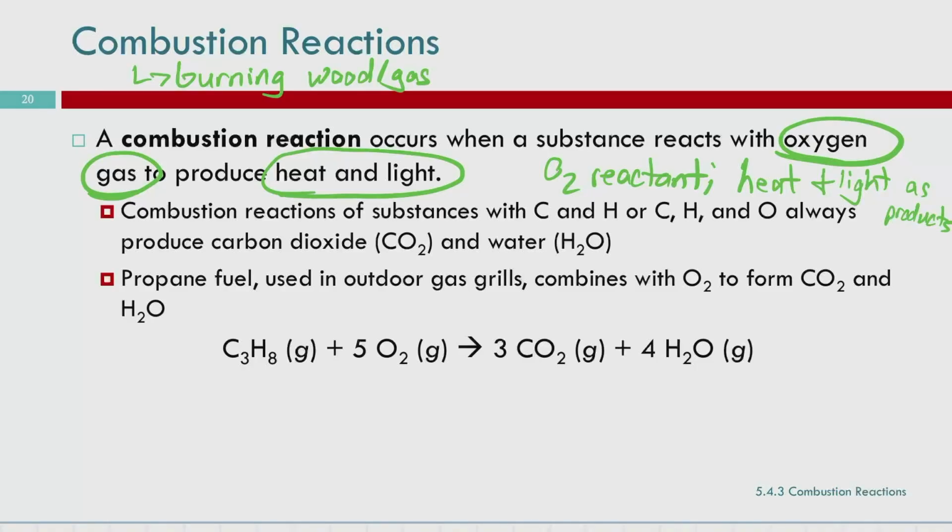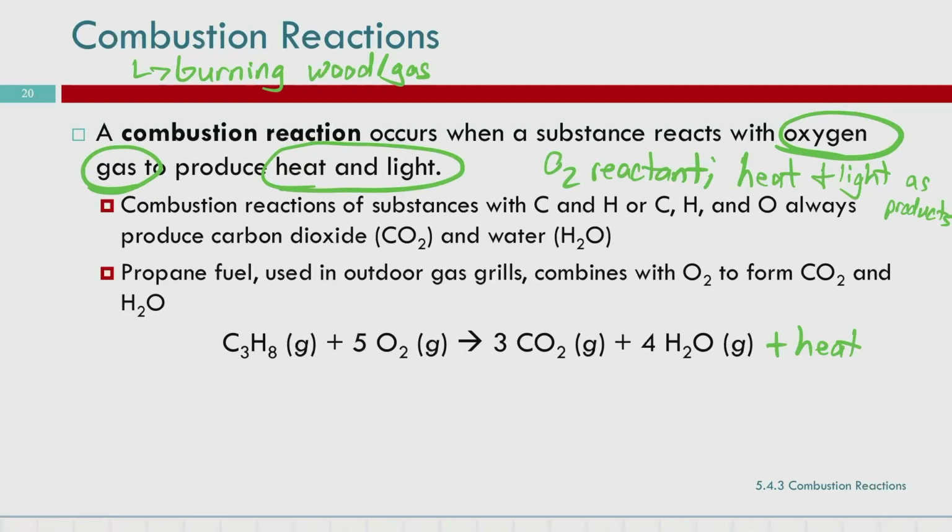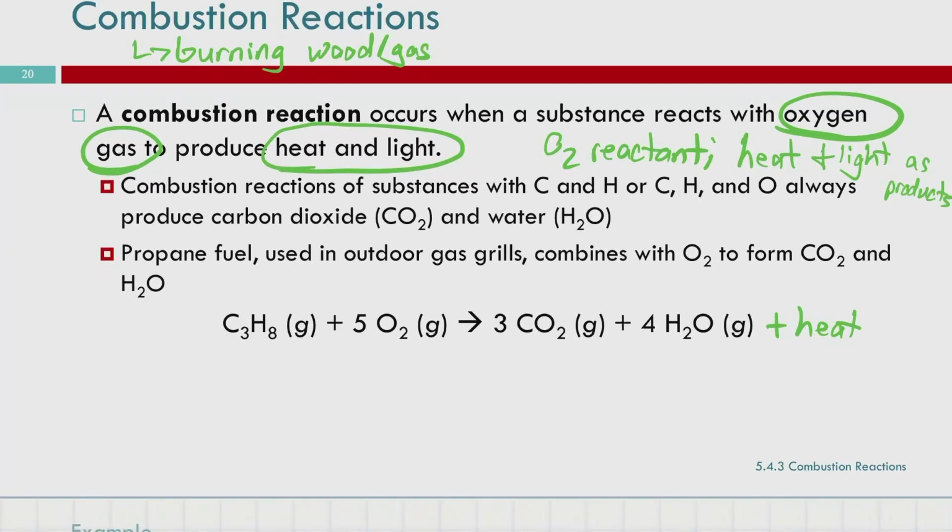So we've looked at a couple of combustion reactions. An example here being propane fuel, C3H8 is propane, reacts with oxygen in the air to produce CO2 and H2O and heat. You will probably rarely see heat written in as a reactant. You should be able to identify it as a product for a combustion reaction. So sometimes it's convenient for us to add heat as either a reactant or a product. For combustion reactions, it's always a product.